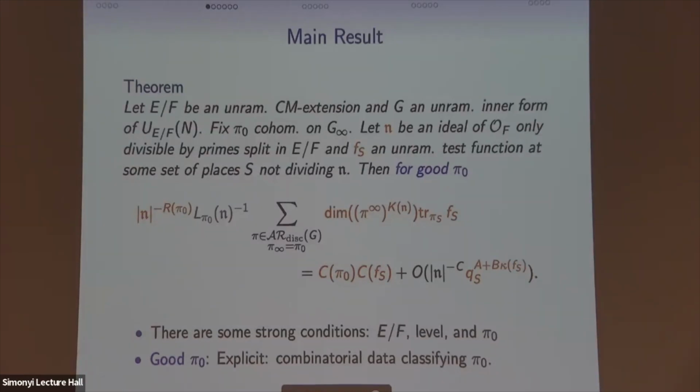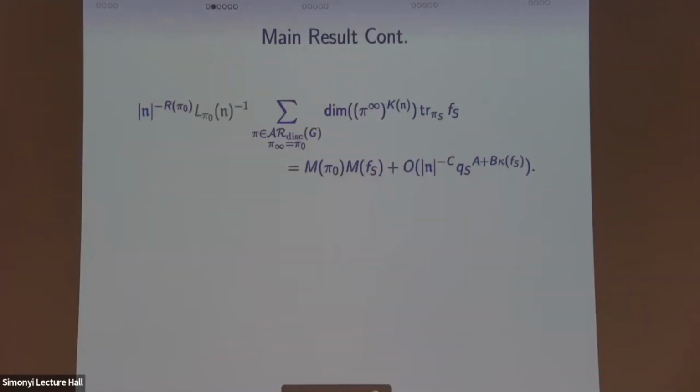Okay, so now let's get into the details of what exactly this equation is saying. Let's pull it out separately and talk about all the pieces. First of all, this is an asymptotic statement, and it's asymptotic in three things. So there are three things in this big O. First, it's asymptotic in this n, this ideal that we chose, this level restriction. It's asymptotic in the number of places that our unramified test function is in. And it's asymptotic in the unramified test function. So there's this parameter kappa of f_S, and that's some measure of how big the support of f_S is.